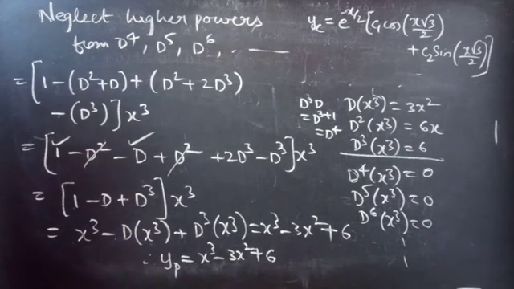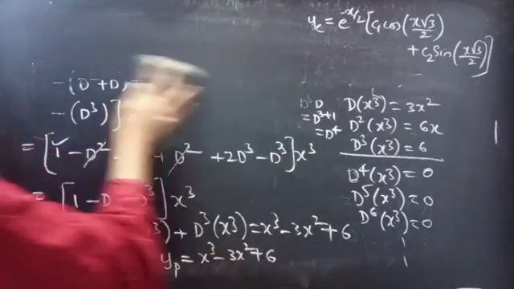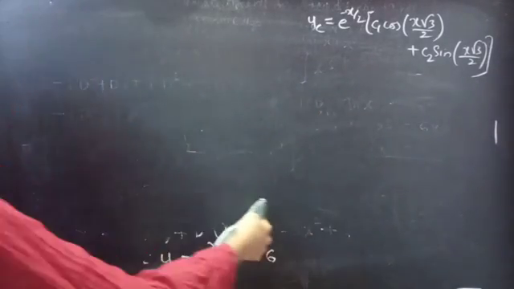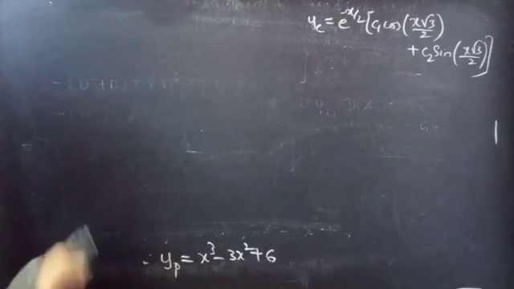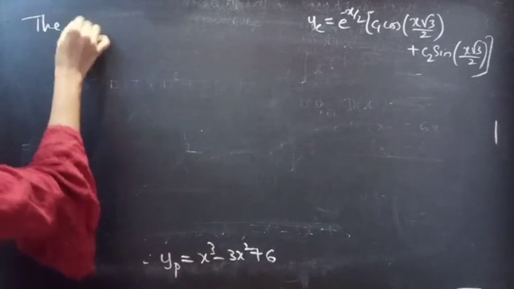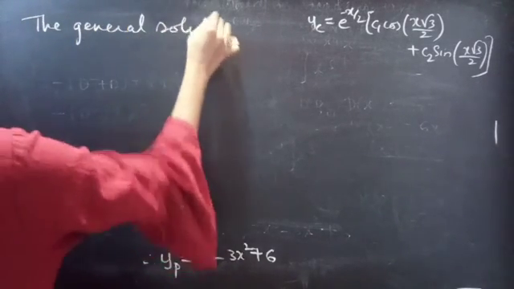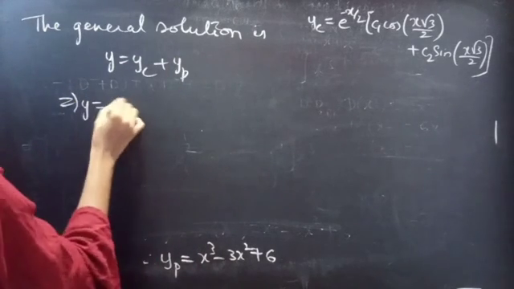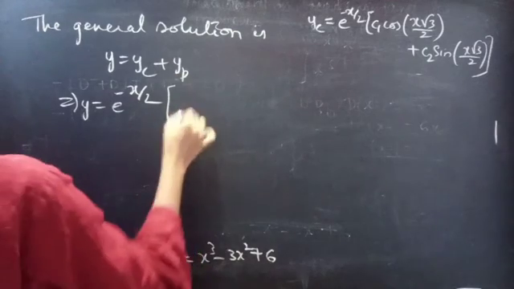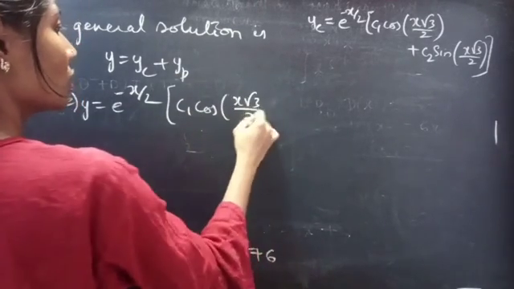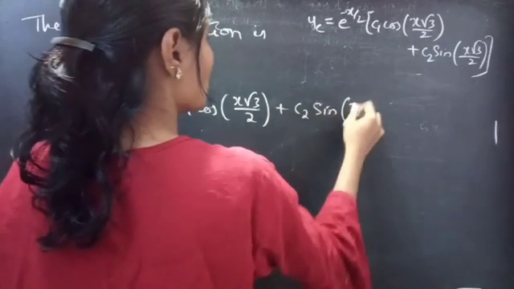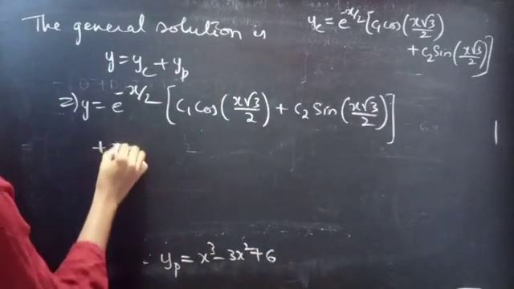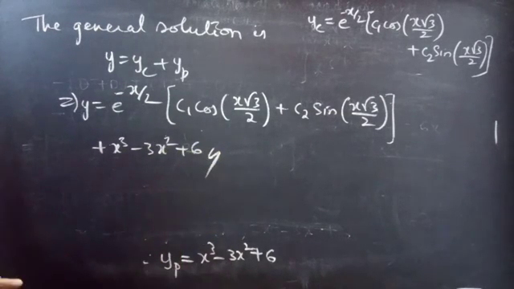Now let's write the general solution. The general solution is given by y = yc + yp. Then we'll get y = yc, we have e^(−x/2)(c1 cos(x√3/2) + c2 sin(x√3/2)), plus yp, x³ − 3x² + 6, which is the required solution.